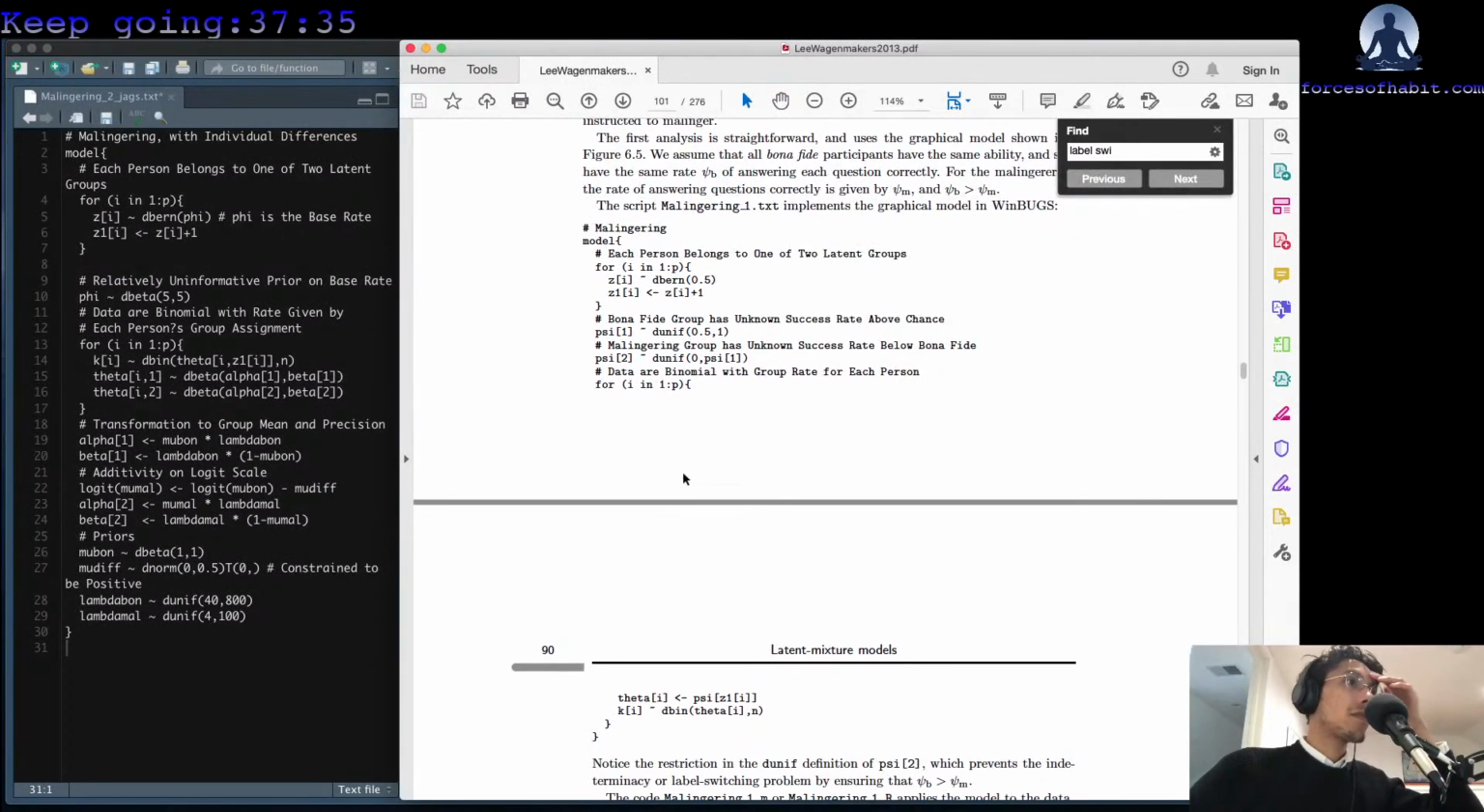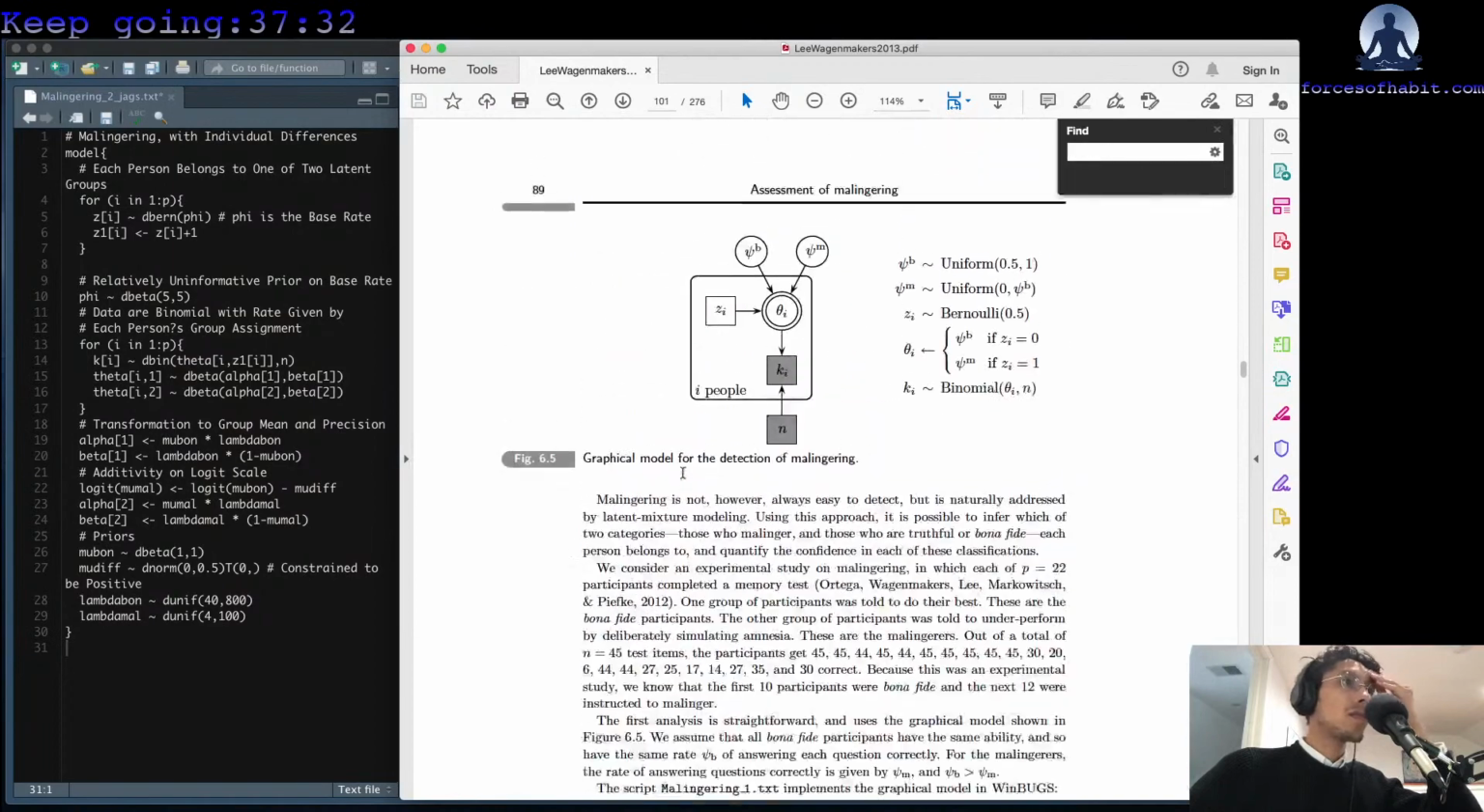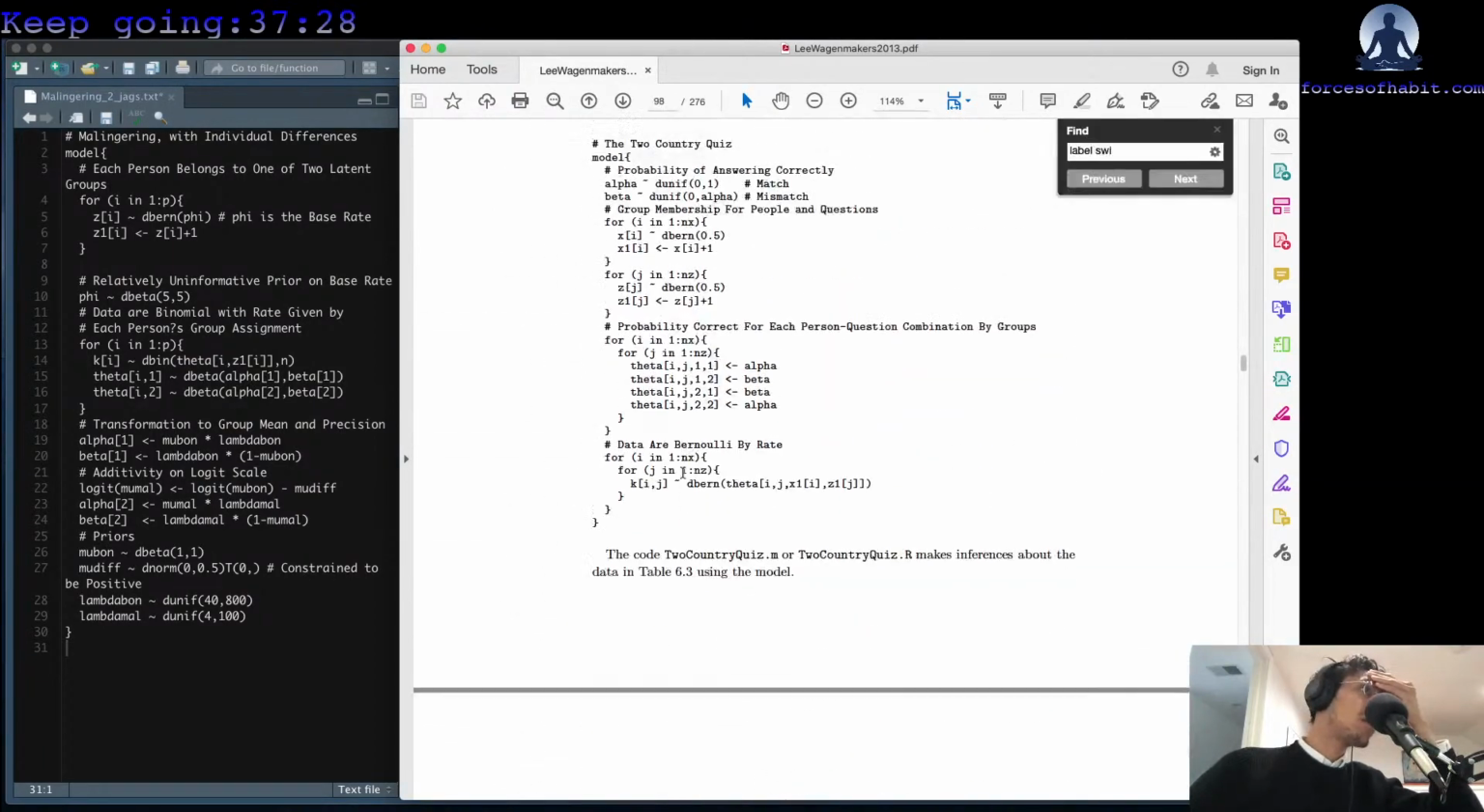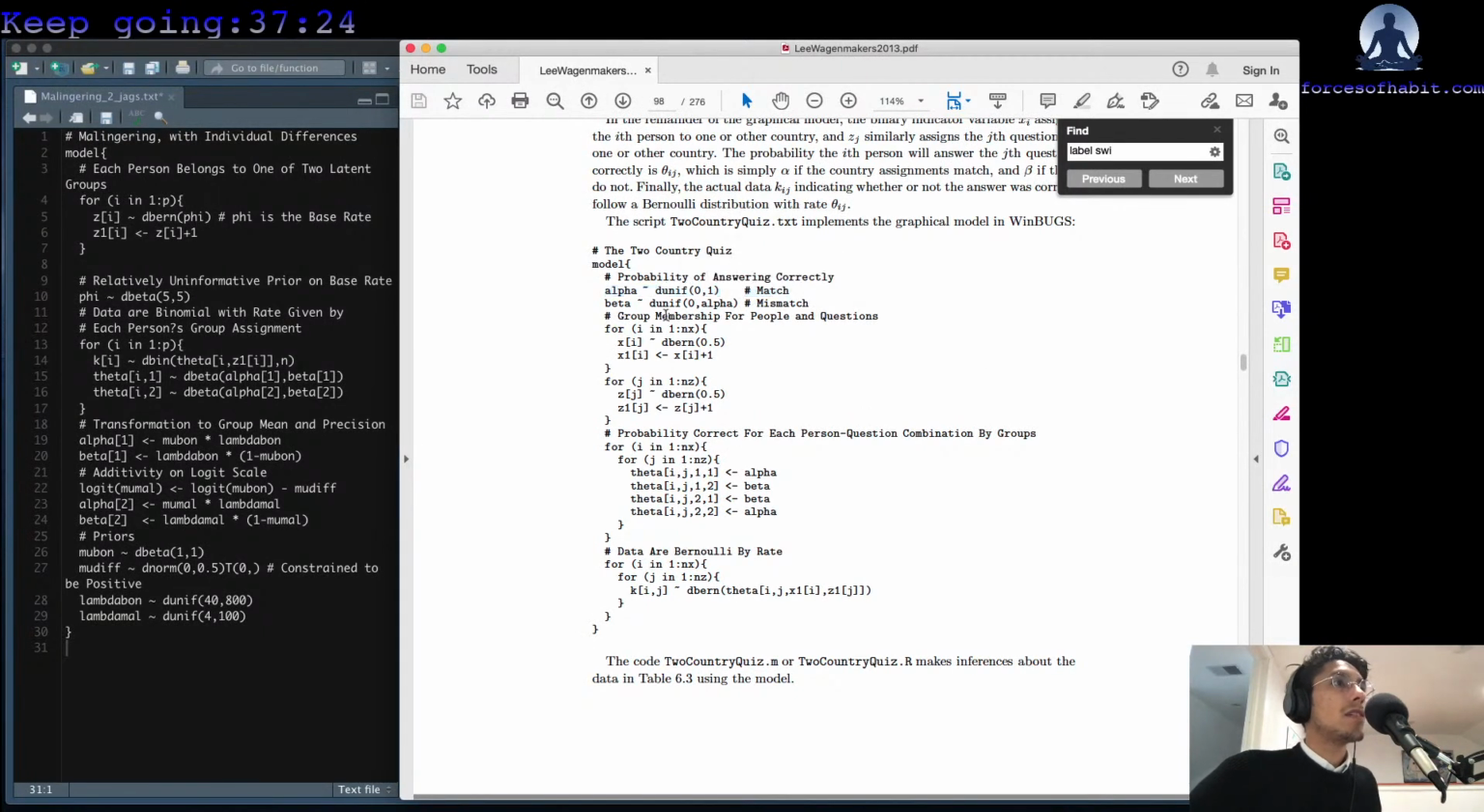Let's see. So this is the mismatch. Instead of doing the logit thing, we just do something like this. But it's also in the context of our model. So in this case, alpha would be equal to a uniform distribution. Beta would be equal to a uniform distribution to alpha.